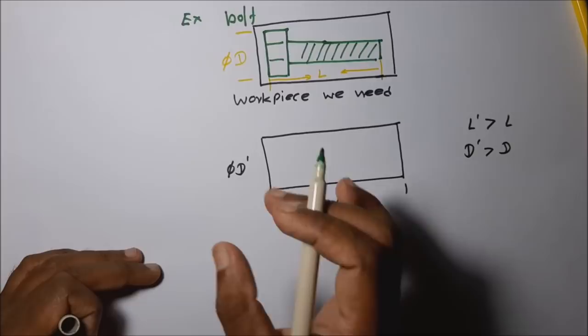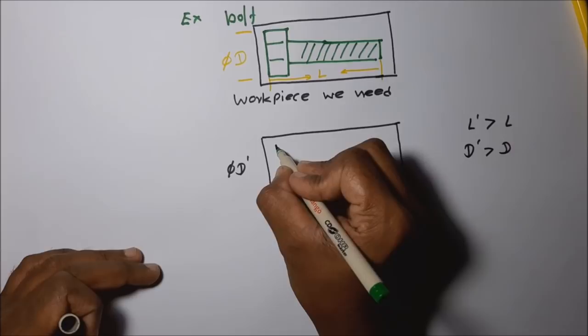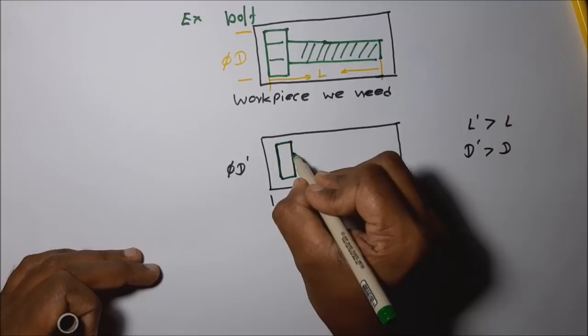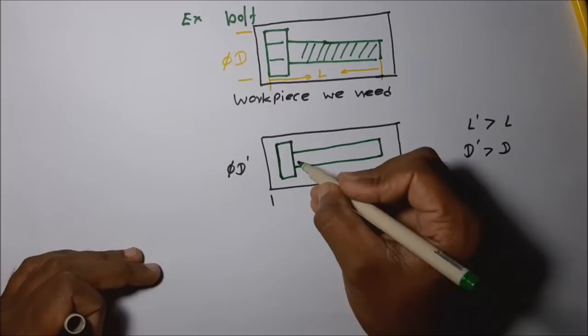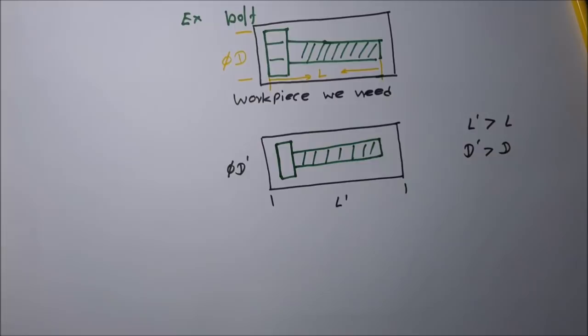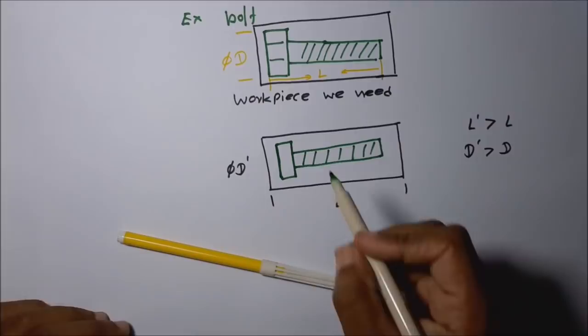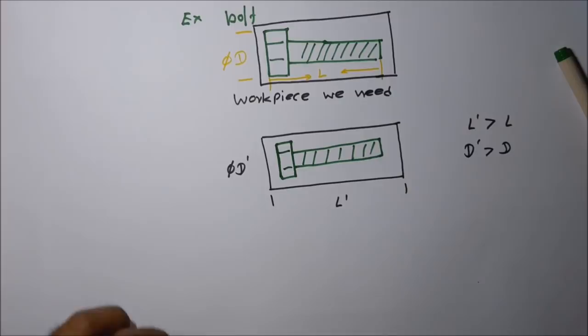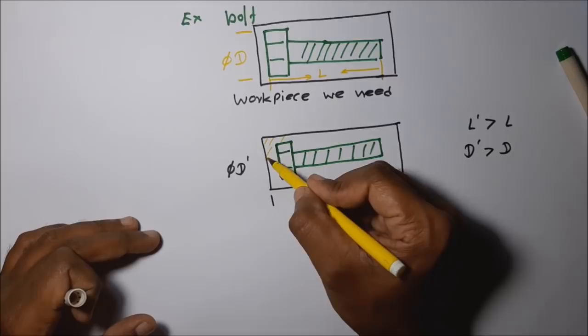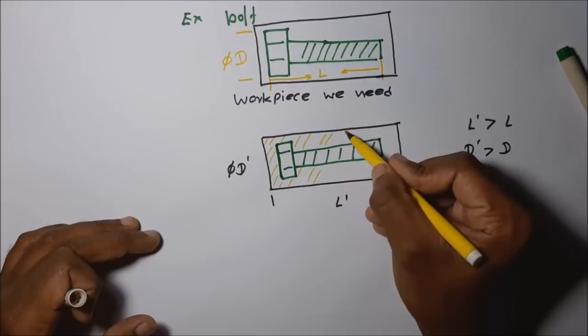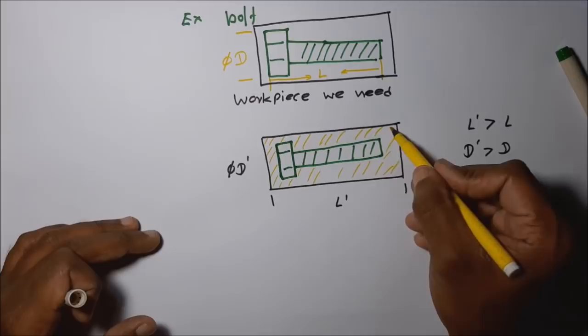Okay, this is the component we are going to manufacture using this workpiece. That means this bolt should be able to fit inside this workpiece. You can see this is the one we have, and this is the one we want. If we can remove this material, this volume of material, we can obtain this shape and geometry, this bolt shape.